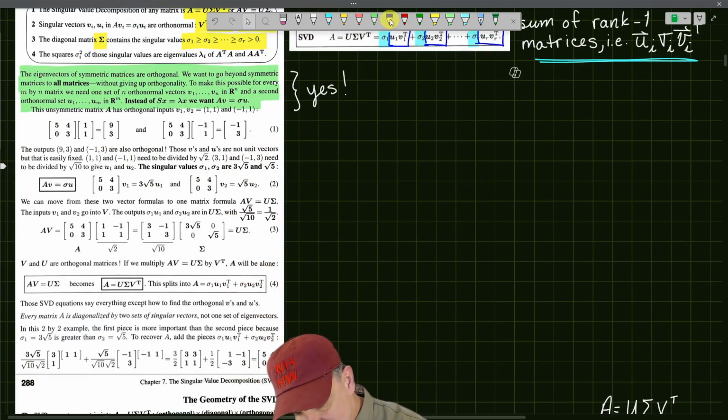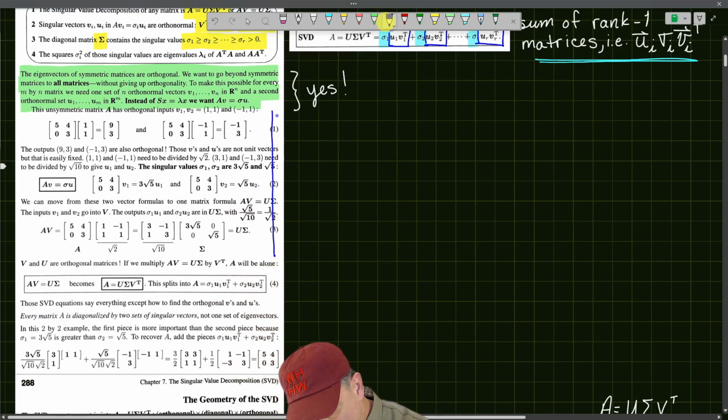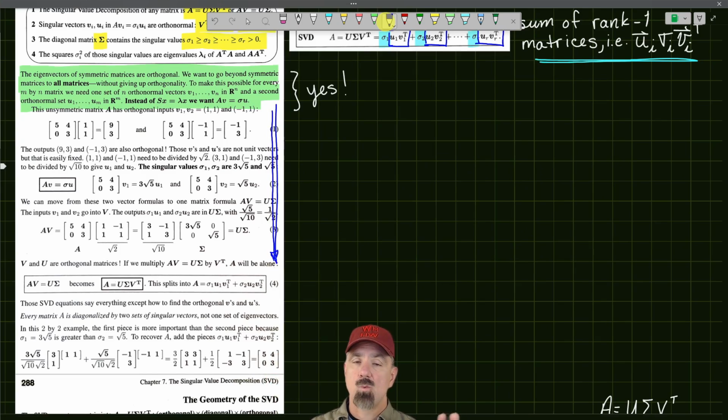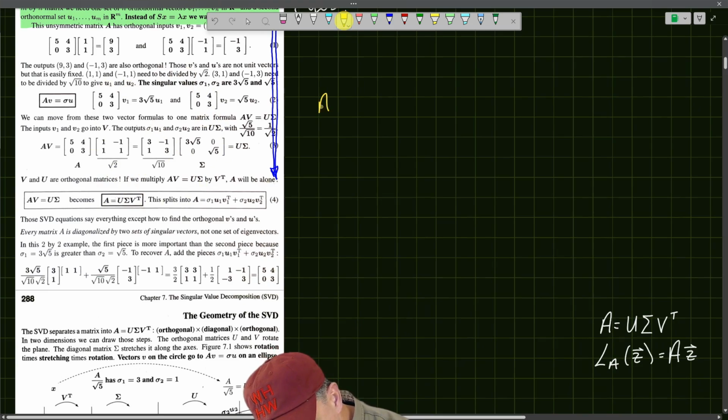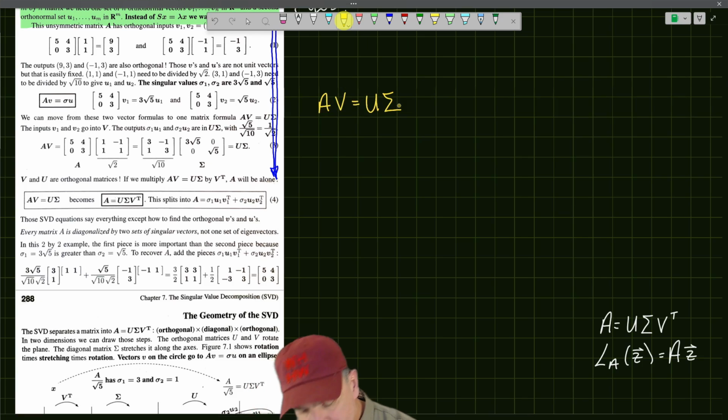All right, this is an excellent example. You're going to want to walk through this example. It does not provide the actual nuts and bolts of how we do the calculations. We'll talk about that a little bit later. But what we want to do is take a look at this construction because it highlights a couple of important things for us. First of all, it gives us the fact that A times V is equal to U times sigma. And then we're going to right multiply by V inverse.